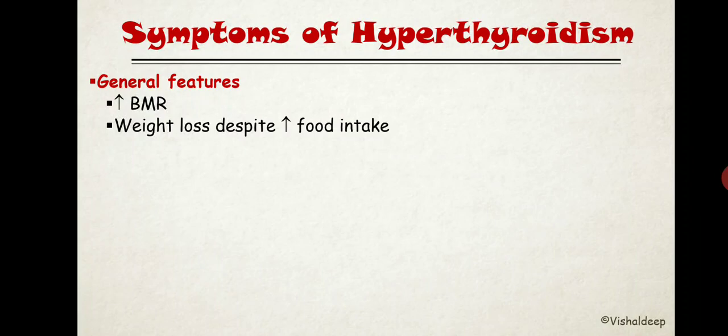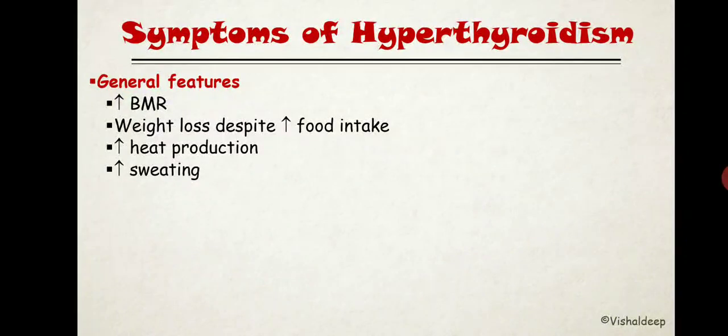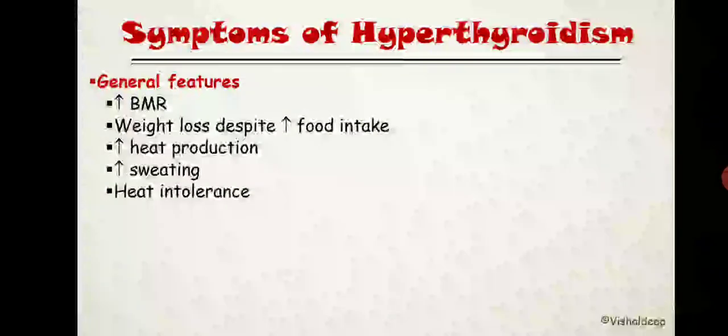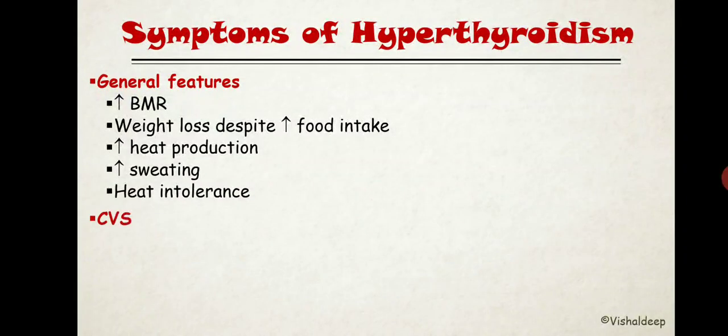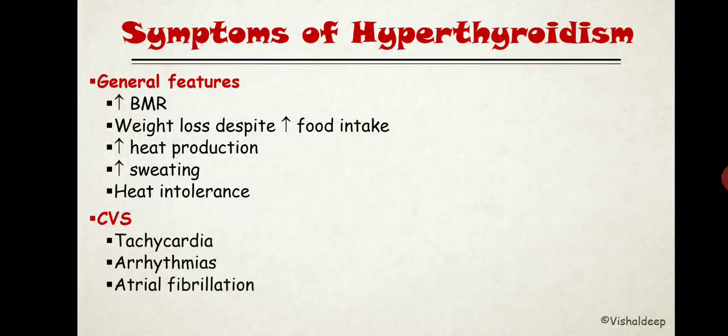Again, because of this increased BMR, there is increased heat production and the person starts sweating. There is more sweating in hyperthyroidism, and heat intolerance, the person cannot tolerate heat. And what happens in the CVS? Thyroid hormone will stimulate the cardiovascular system and increase the heart rate, and if there is more thyroid hormone in the circulation, it ultimately leads to tachycardia. Sometimes arrhythmia and atrial fibrillation will be present.